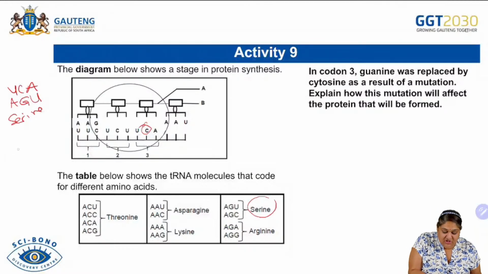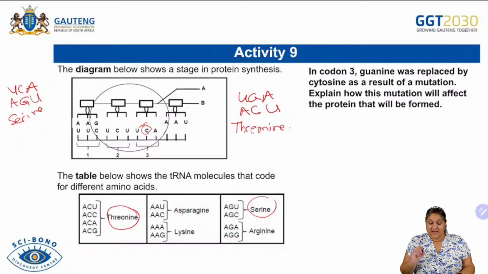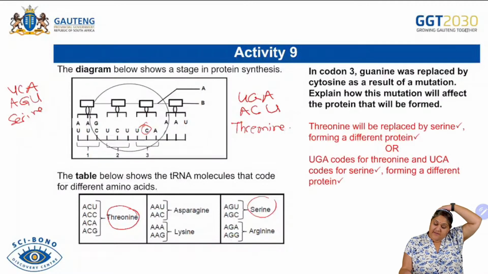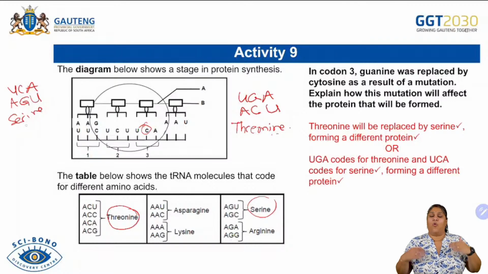But if it was UGA, which was the original, then what would the anticodon be? It would be ACU. And when you've got ACU, we now have threonine. So now the serine is going to be replacing the threonine, because threonine was there and now it's going to be replaced by that. So then you say that. And then what is that going to do? It's now going to form a different protein. Why is it forming a different protein? Because we're forming a different amino acid.